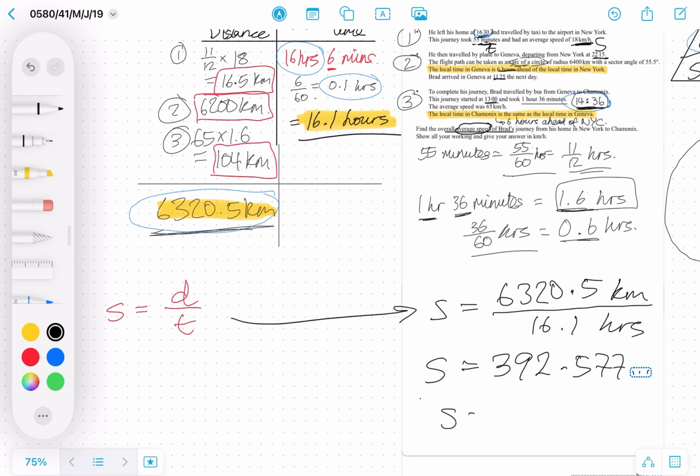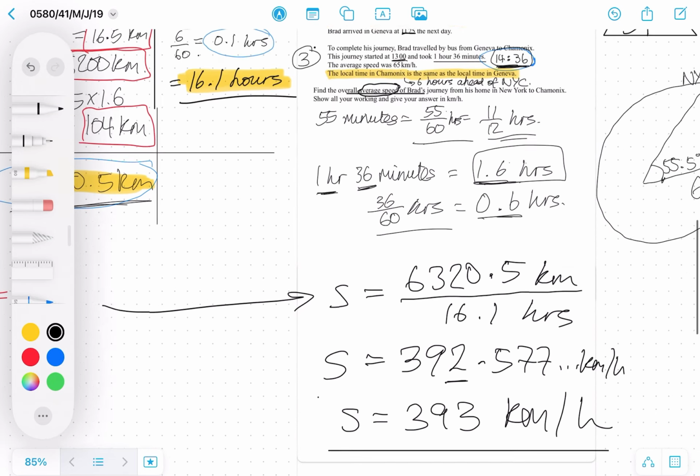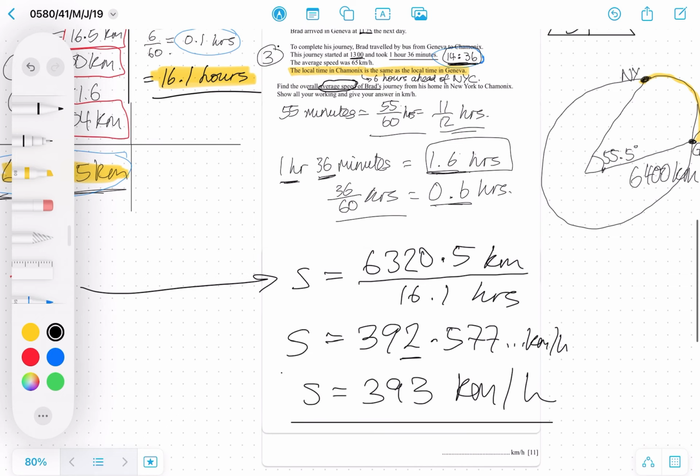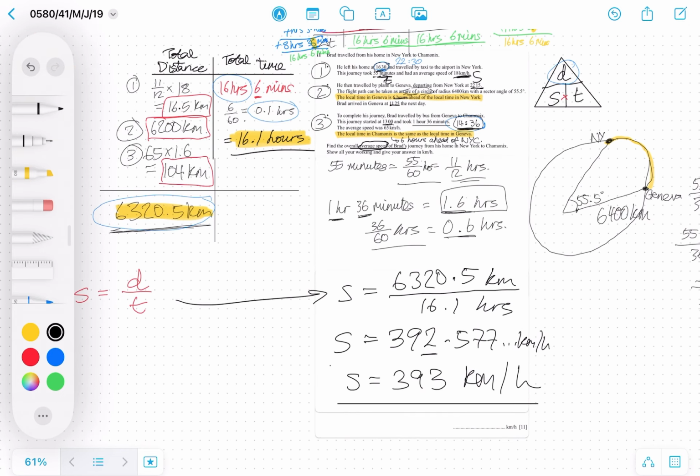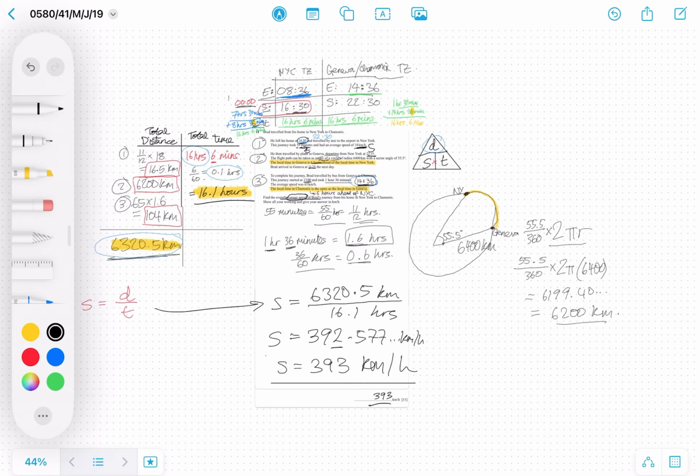So therefore, the speed is 393 kilometers per hour. We round up. So that gives us our final answer of the overall average speed being 393 kilometers per hour. So now all that's left is to put this into the answer box. And there we are, done.